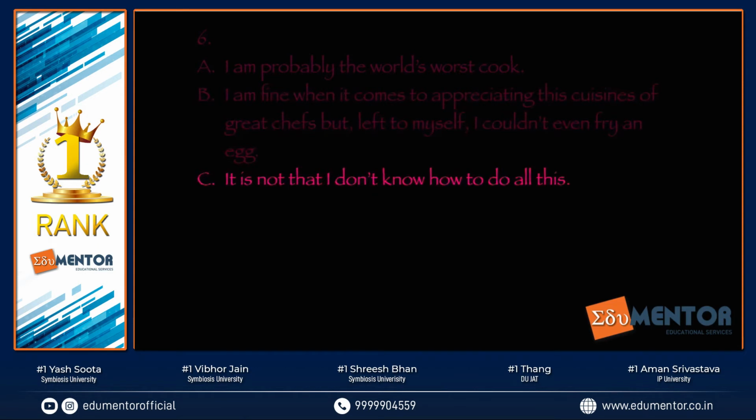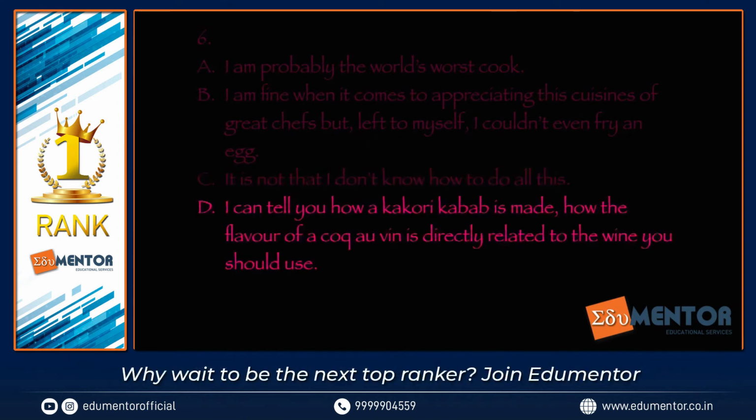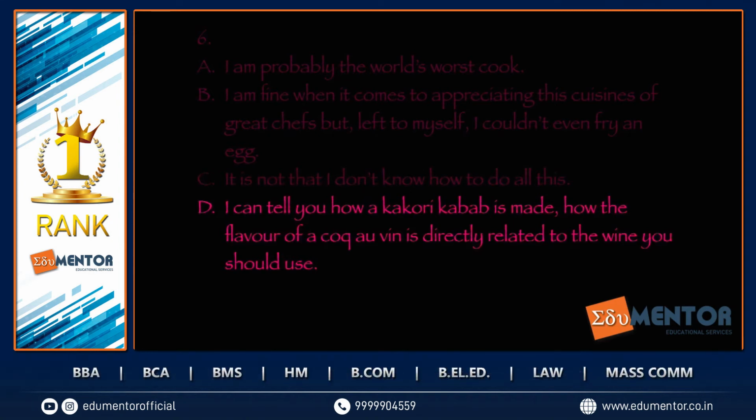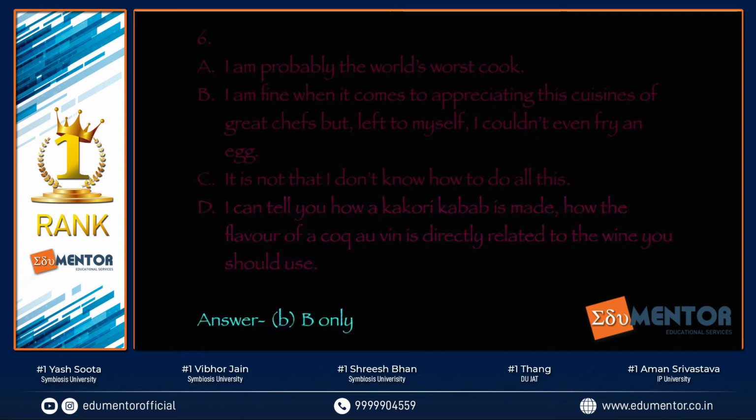Look at the third one. It is not that I don't know how to do all this. Now, this is also right. There is no error. I can tell you how a kakori kebab is made, how the flavor of a kokyo oven is directly related to the wine you should use. So only B is incorrect, therefore option B, B only.